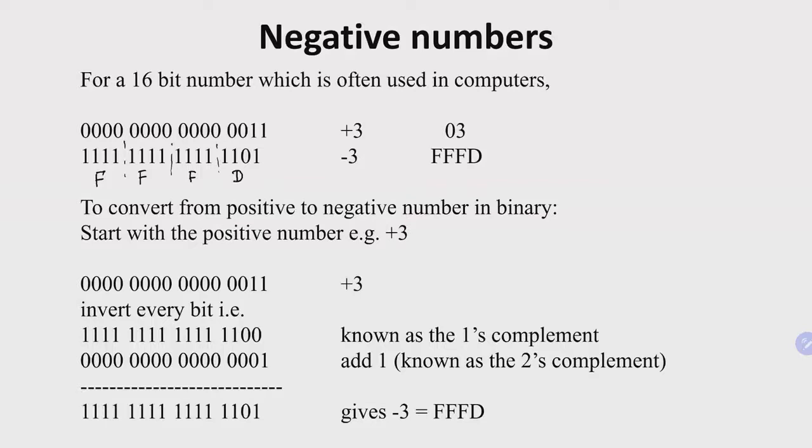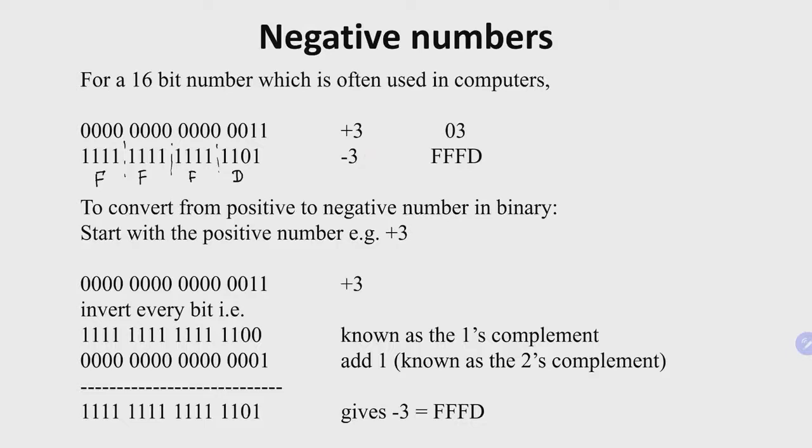So this is the equivalent of a minus 3 in this numbering system that allows negative numbers. And how we can get from a positive 3 to negative 3 is we use a system called two's complement. Okay, what is a two's complement?